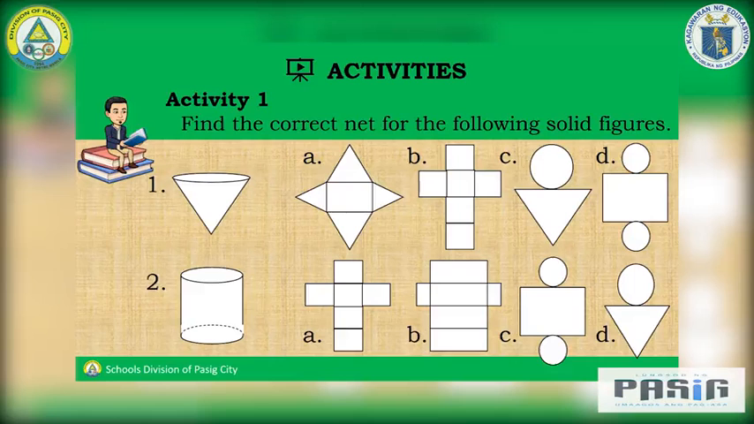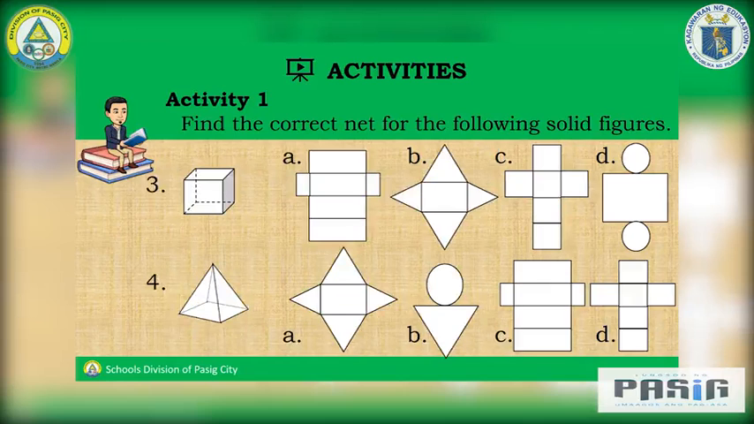Next activity will help you find the correct nets of different solid figures. Activity number 1. You can pause the video to answer this activity. Find the correct net for the following solid figures. For number 1, cone. For number 2, cylinder. Time's up. The correct net for number 1 is letter C. For number 2, letter C.